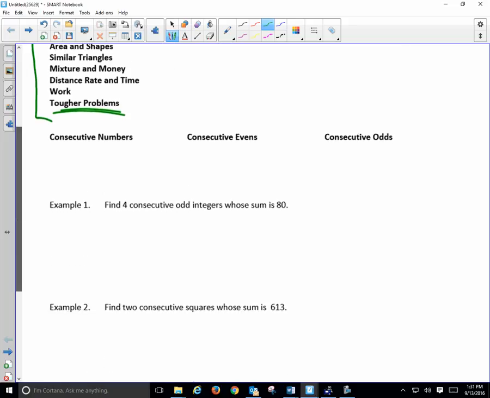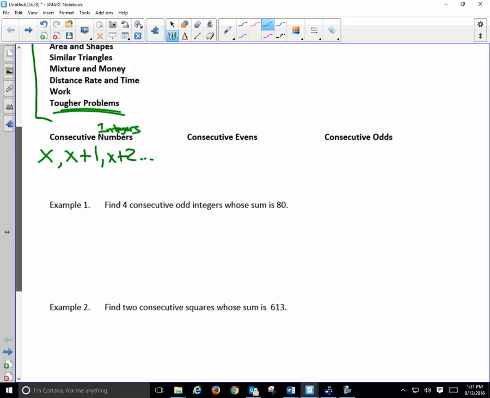So consecutive numbers. It really should say consecutive integers, I suppose. But the fact is that we have these consecutive numbers, and if I say that x is one number, what would be the number after? What expression would I use to model the number after it? x plus 1, and then x plus 2, so on and so forth, okay?